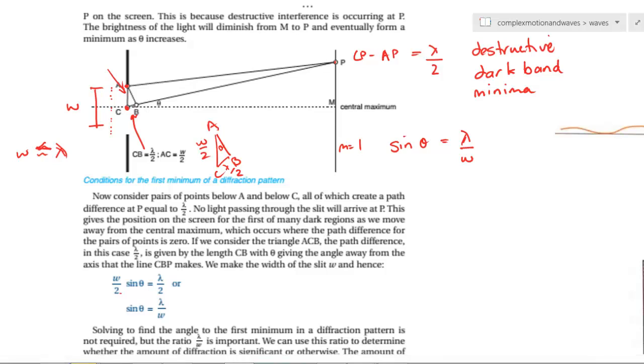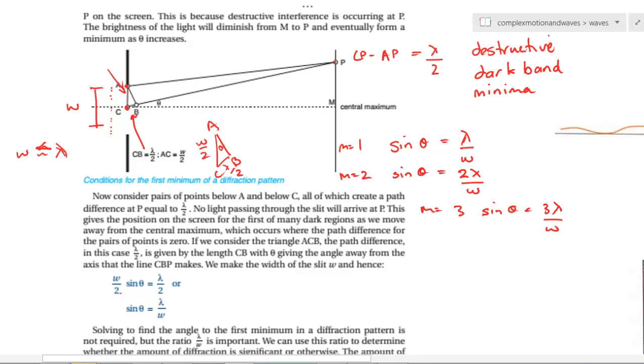When m equals 1, it will be the smallest angle for destructive interference. But we can also look at it and say, well, what happens when m equals 2? So this is basically saying instead of only half a wavelength, you've got 2 more. So you've got 2 wavelengths more. And for when m equals 3, again, sine theta equals 3 wavelengths more.